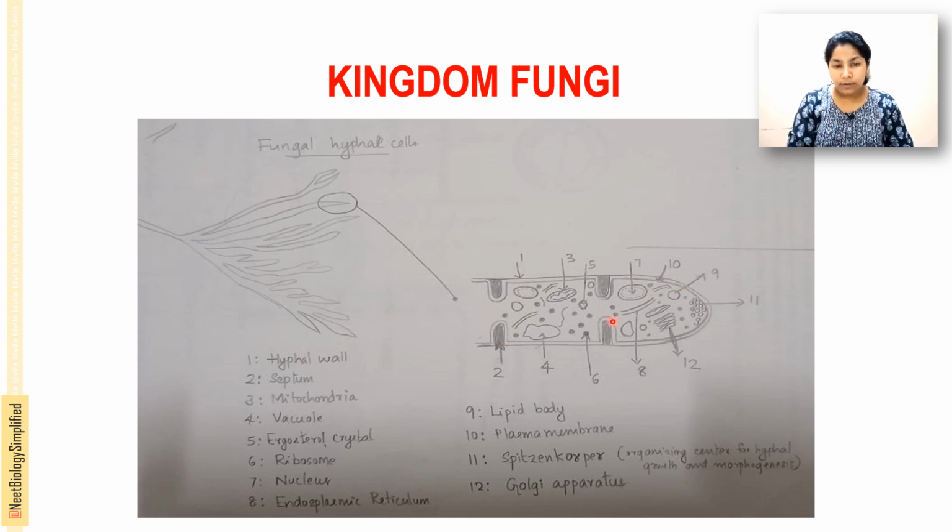In this fungal hyphal cell you can see the hyphal wall is there, the septum is there, then the mitochondria, the vacuoles, then ergosterol crystals. Then ribosomes, these small circular forms are ribosomes, here is a nucleus, then endoplasmic reticulum, then lipid body, then plasma membrane and Golgi apparatus, etc. can be seen in the fungal hyphal cell structure.